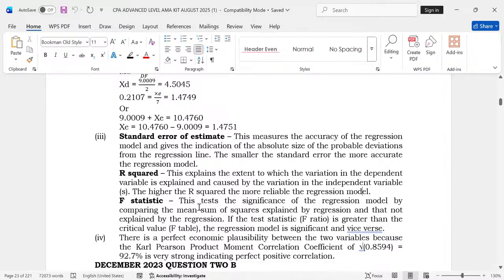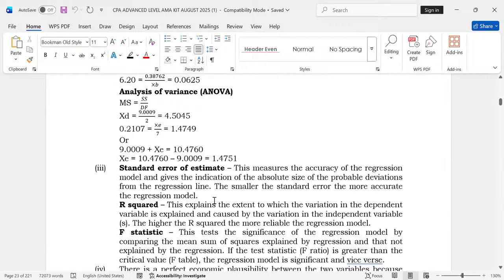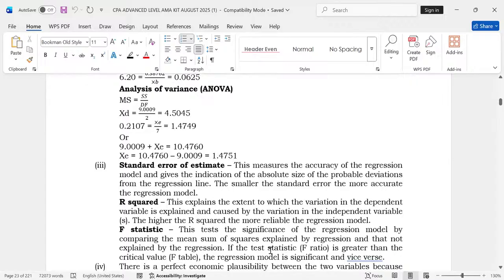And then the last part, ladies and gentlemen: if the test statistic F ratio is greater than the critical value, so F table, then the regression model is significant and vice versa. Again, there is another question that I'll be doing where I'll demonstrate this concept instead of explaining so many things, which will confuse you.